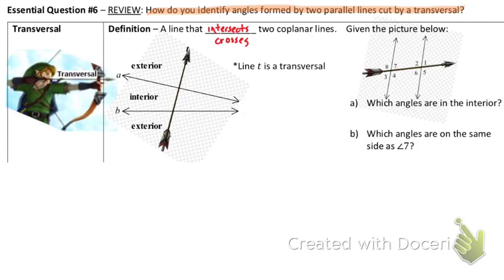Okay? When this happens and you have a transversal situation, it creates an exterior part. So exterior parts are going to be on the outside of the lines being crossed. Okay, so the exterior again are on the outside of the two lines. The interior are in between the two lines being crossed. So exterior, interior.